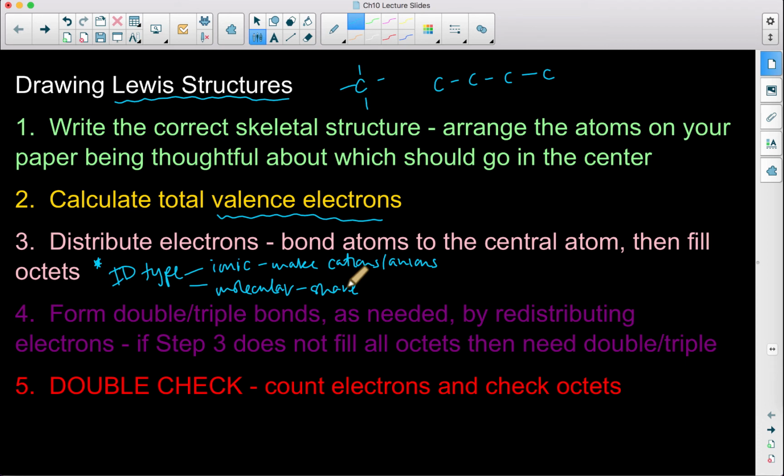All right, next rule says that we're going to form double or triple bonds as needed by redistributing electrons. So step 4 only comes into play if step 3 doesn't work. If we distribute all of our electrons and it turns out we can't fill octets, then we know something else has to happen, and that's we're going to form double or triple bonds. And the last step, always, always, always, double check. 9 times out of 10, if we do our double check, we're going to get the structure right. Kind of like when we do our conversions, the milliliters to liters, for example, at this point is so easy, and you've done it so many times, but if you write it, you'll probably never get it wrong. Anyway, so yes, double check by counting your electrons and checking your octets. So basically, we're going to go back and double check steps number 2 and 3.